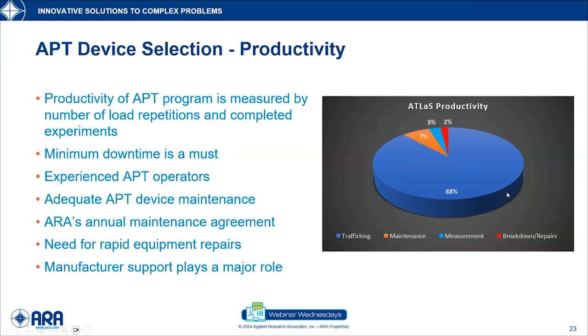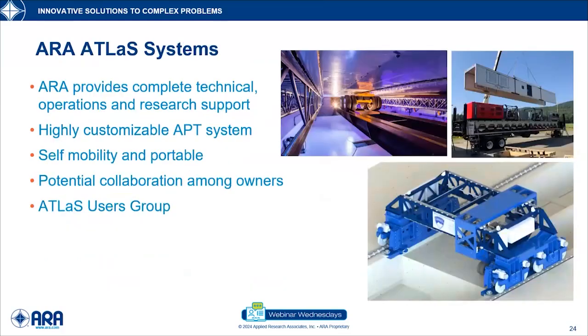I'm including here a pie chart on average productivity from our Atlas APT devices, on which we want to make sure that the devices are constantly trafficking. Yes, there will be maintenance. Yes, there will be some measurements and forensic evaluation that need to be done in the test experiments. And of course, as with every other mechanical equipment, there will be some breakdowns that need to be repaired, but we want to minimize those and maximize the actual operations, the actual trafficking on the test experiments. We need a device that can be quickly repaired, that can be upgraded, so it is modular, and can also enhance the research that is going to be done by the agency.